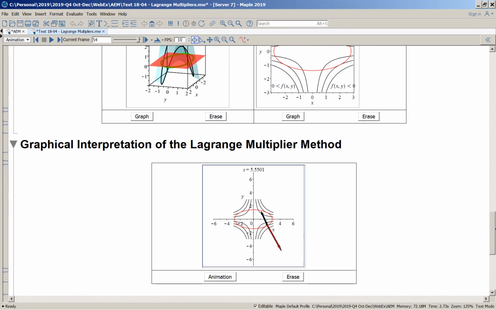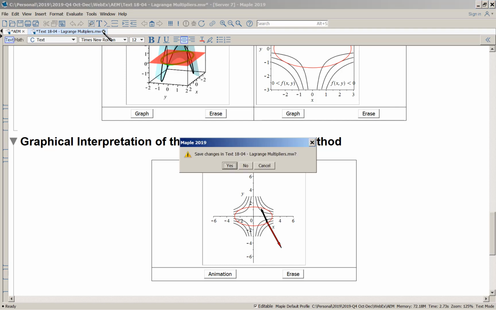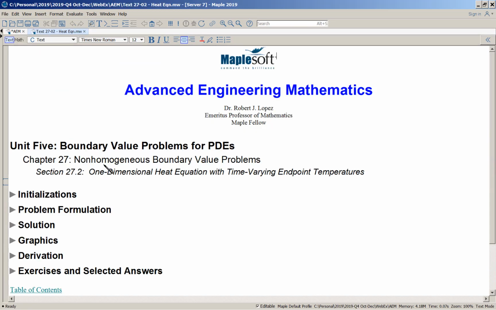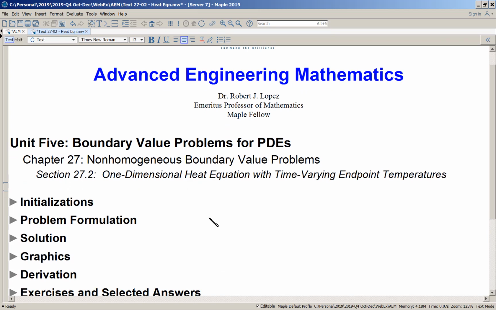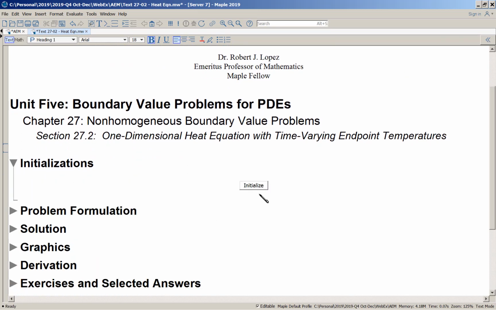Lagrange Multiplier method. I dare say this is not something you can do in a paper and pencil book, but it's something you can do with a tool like Maple. Now here's another example. Heat equation. But this is one with time-varying endpoints. So again, I've streamlined this so we can get through it more quickly.